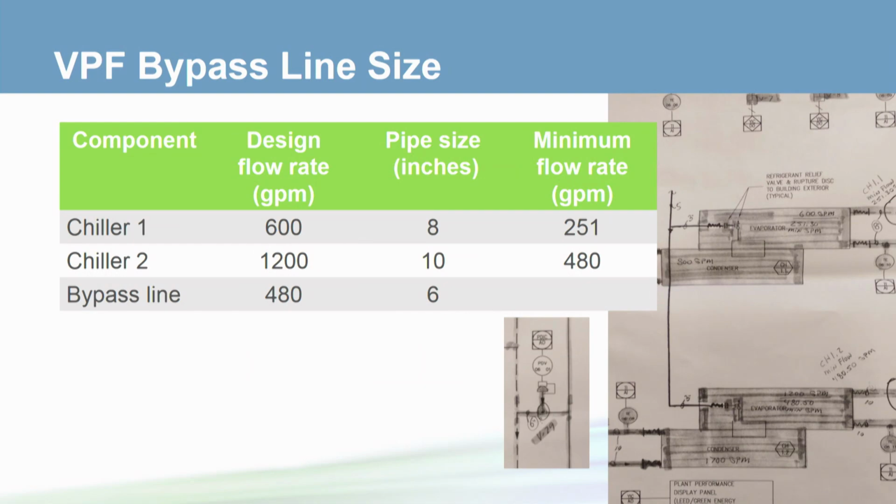Let's look at an example. On this job, there are 2 different capacity chillers with different design and minimum flow rates. Some of you may think that the pipe for each chiller is larger than necessary, but this is what was on the plans. The largest minimum flow rate is 480 GPM, so the 6-inch bypass line is properly sized for that flow. Since there is a control valve in the VPF bypass line, the length is not critical, but you may want to check out the VPF Engineer's newsletter for information on selecting that valve properly.